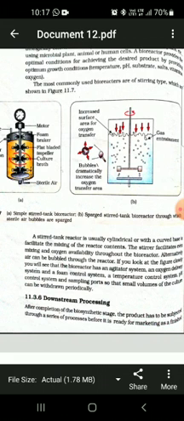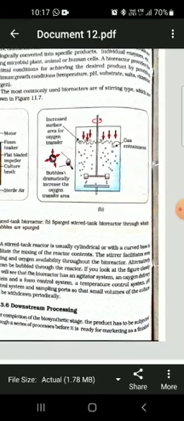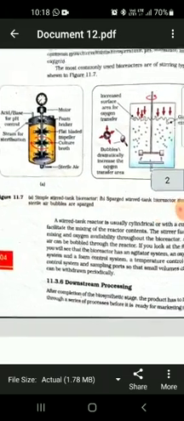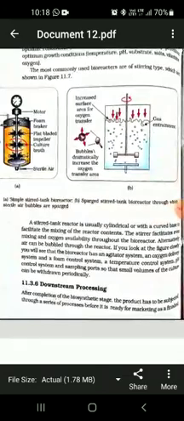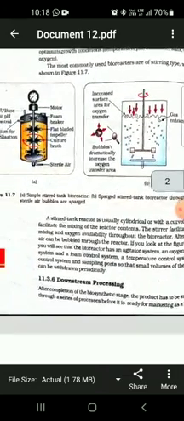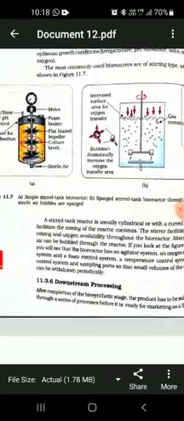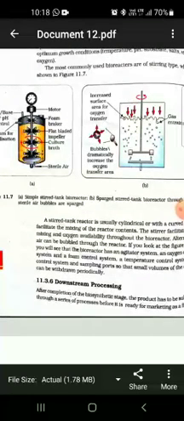Bioreactor is the vessel which provides optimal conditions for getting the desired product by providing ideal conditions of temperature, pH, substrate, salt, vitamin, and oxygen. Figure 11.7 of your NCERT book, page number 204, is depicting the bioreactor. You can see here in the diagrams A and B, these are the various ways of depicting the bioreactor.